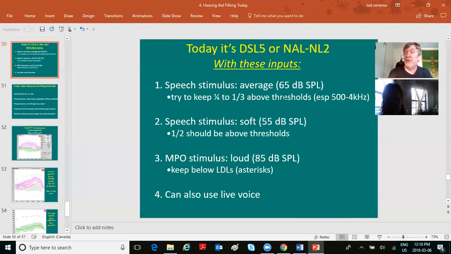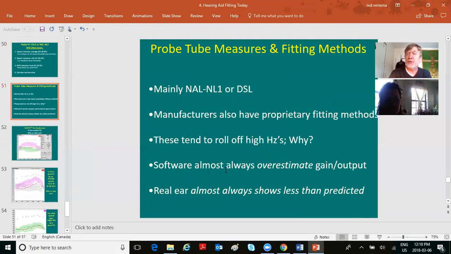Then your second input, try soft speech input, 55 dB SPL. And now your aided outputs should barely be above the thresholds. About half of the outputs should be above threshold. In other words, your aided outputs should be barely above your thresholds, because normal hearing people can barely hear soft speech. So why should a hearing aid person have it any different? Now, thirdly, maximum power output, that's about 85 dB SPL inputs, and make sure that all the outputs are below the asterisks, below your loudness discomfort levels.